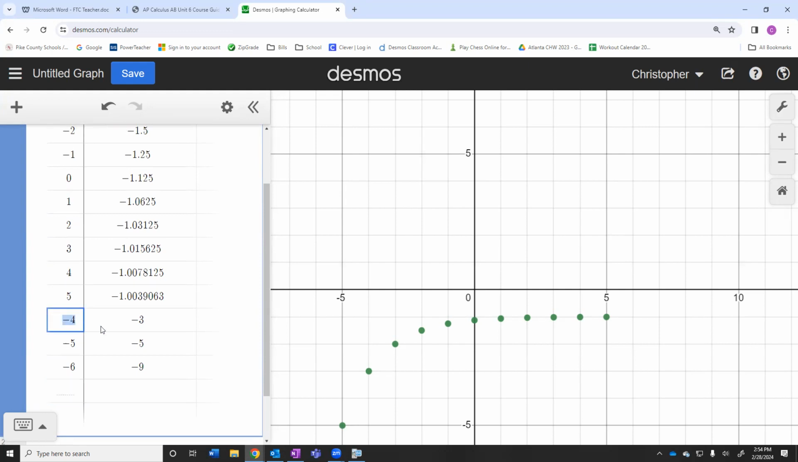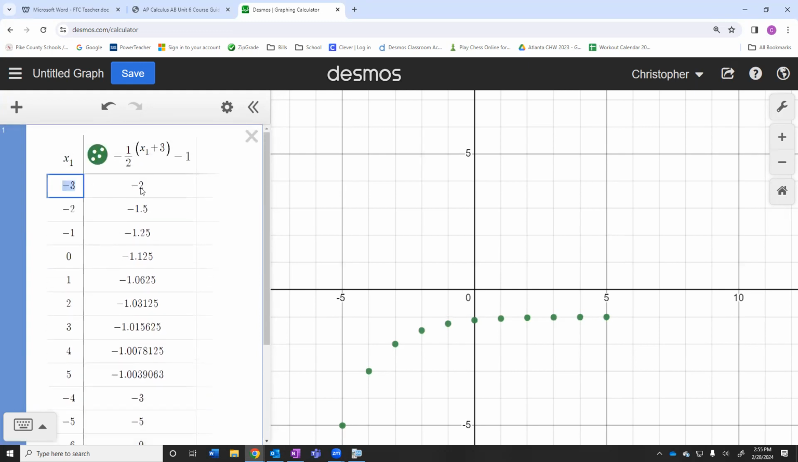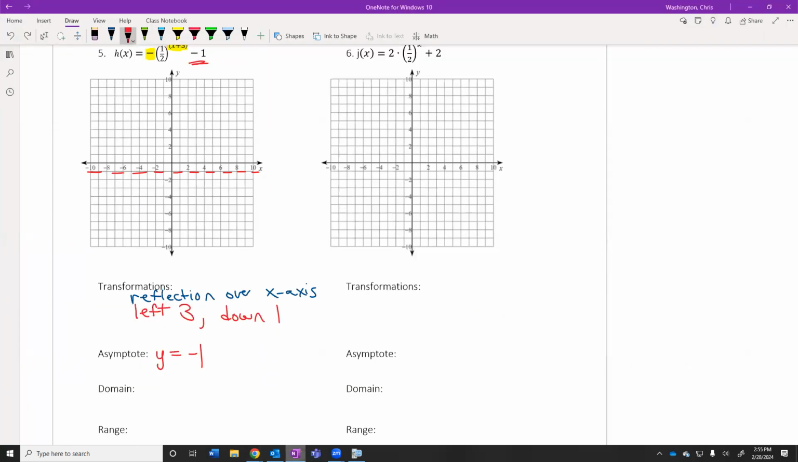Does it matter which one of these we use? I'd probably use the one that's furthest away from the asymptote, which would be the -6, -9. And the -3, -2 would be okay, because it's pretty close to the asymptote. So -3, -2 as a point pretty close to the asymptote. And then -6, -9 is a point a little bit further away.